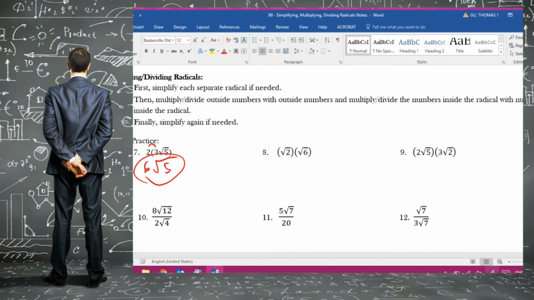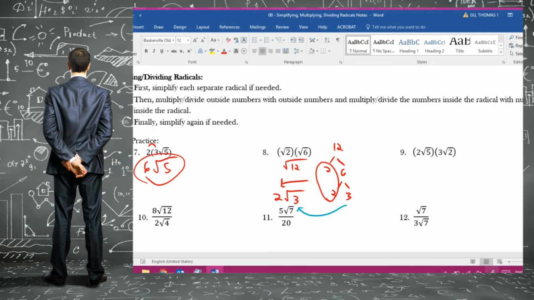Number 8. We can multiply the inside by the inside, right? So square root of, well, what's 2 times 6? That's 12. So then inside, it all stays inside. Now we're going to simplify 12. So 12 is 2 and 6, which is 2 and 3. So then my pair's right here. So my answer is finally going to be 2 square roots of 3.